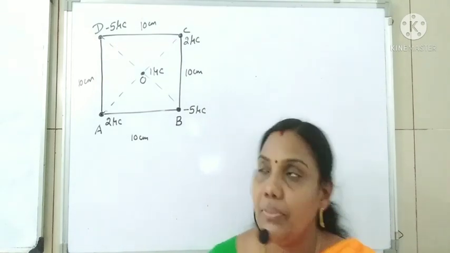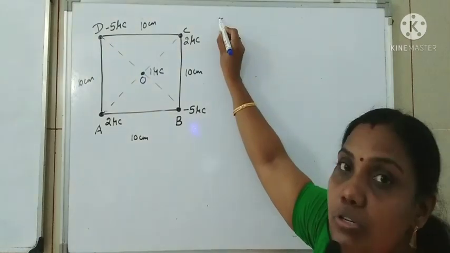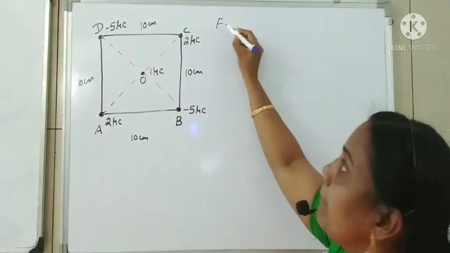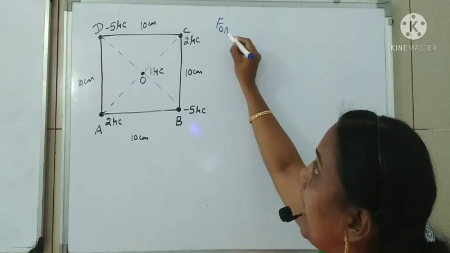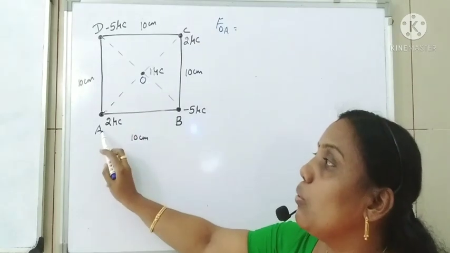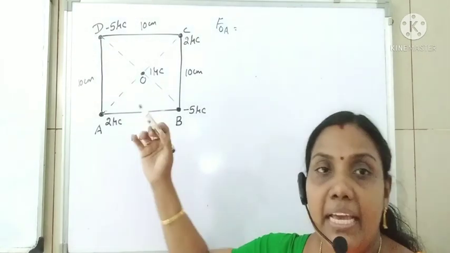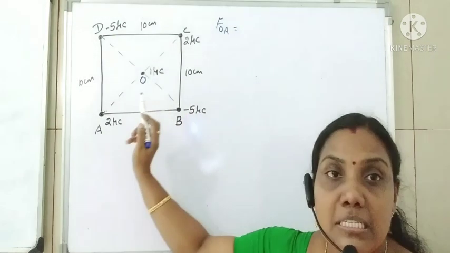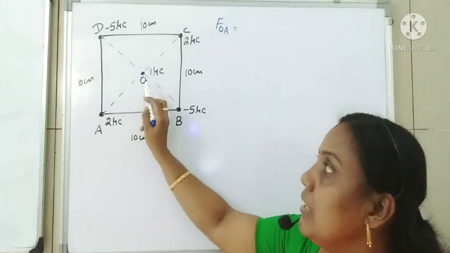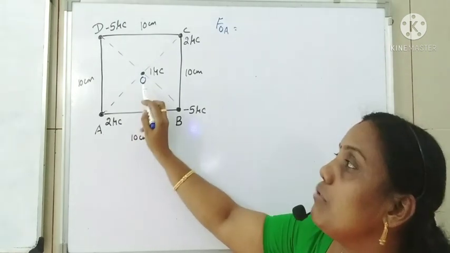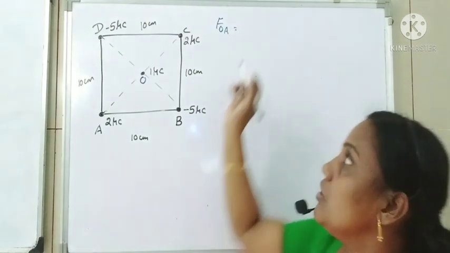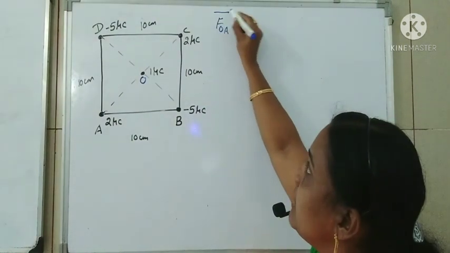That is the method. First we can write the force on 1 microcoulomb by the charge at A. That can be represented as FOA, the force acting on 1 microcoulomb by the 2 microcoulomb. We can use any notation. Here I am taking FOA. What does it mean? Force acting on O by A, or force acting on 1 microcoulomb by the charge at A. So FOA can be written as a vector.